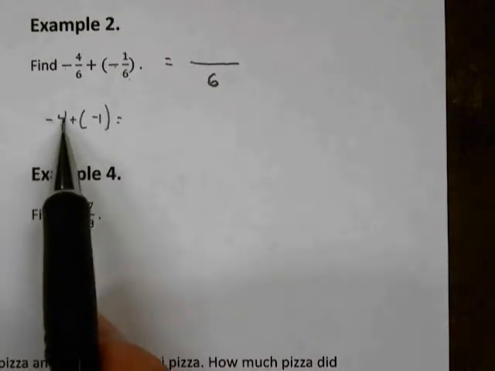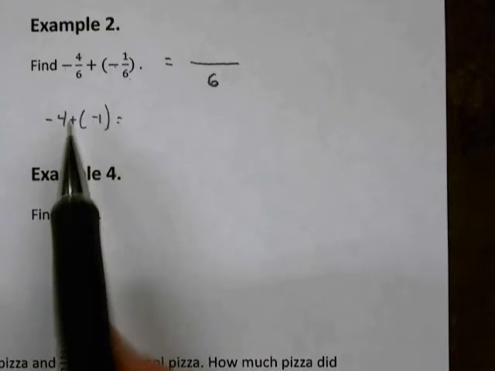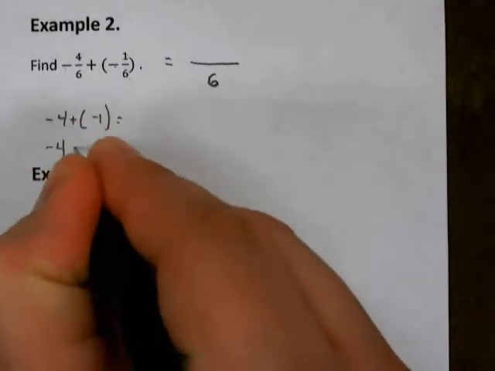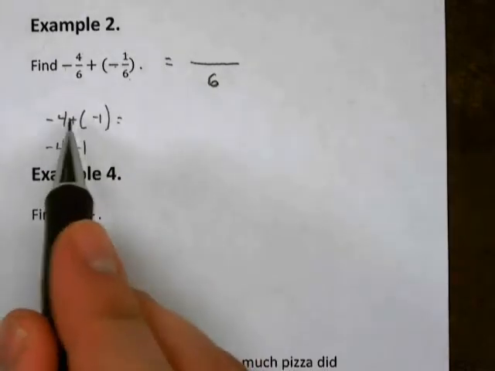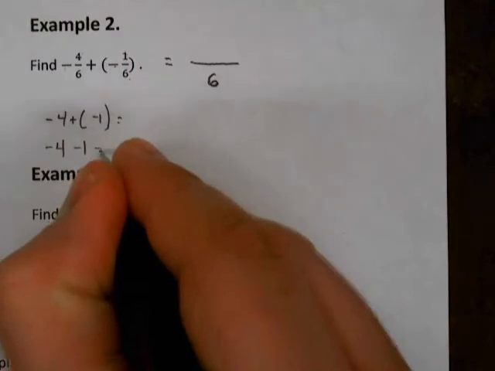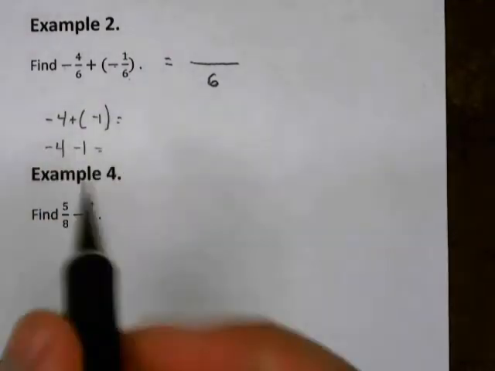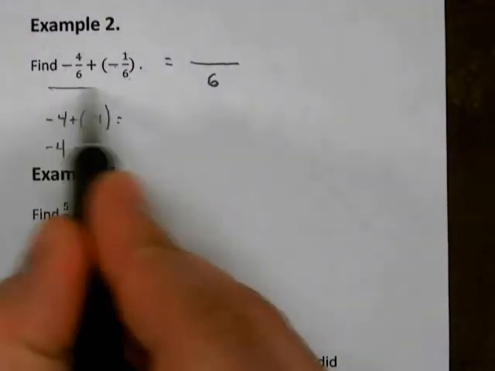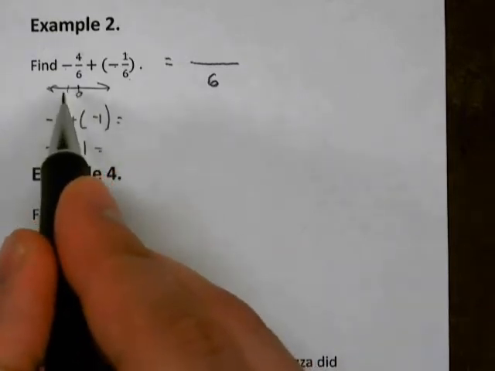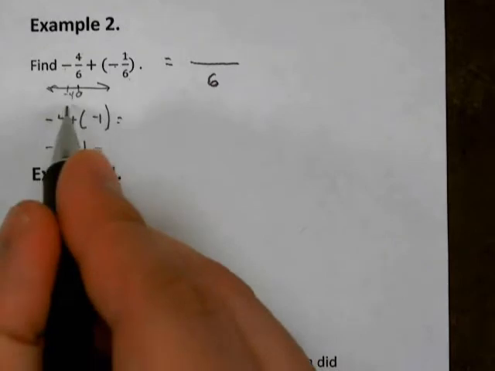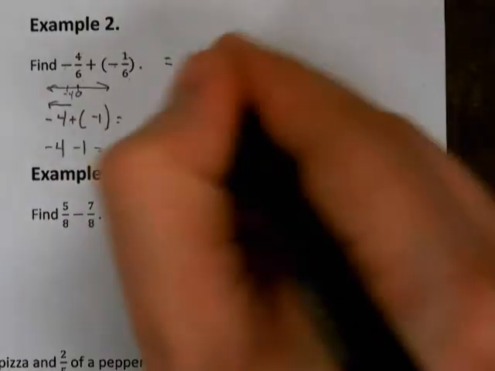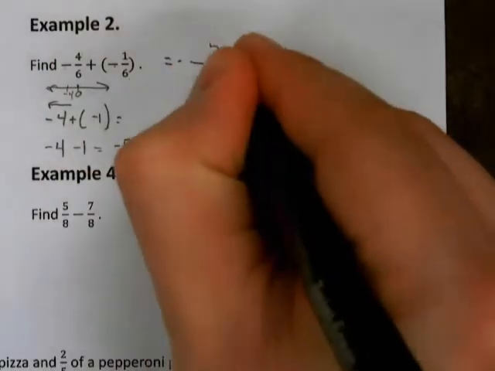So we have -4 plus a negative, which means we can just rewrite this as -4 minus 1. Whenever we have a plus a negative, that means we're subtracting every single time. So -4 minus 1, if we look on a number line, we have 0 here. Let's say -4 is here. If we're subtracting one more, we're going that way, which would put us at -5. So my answer then is -5/6.